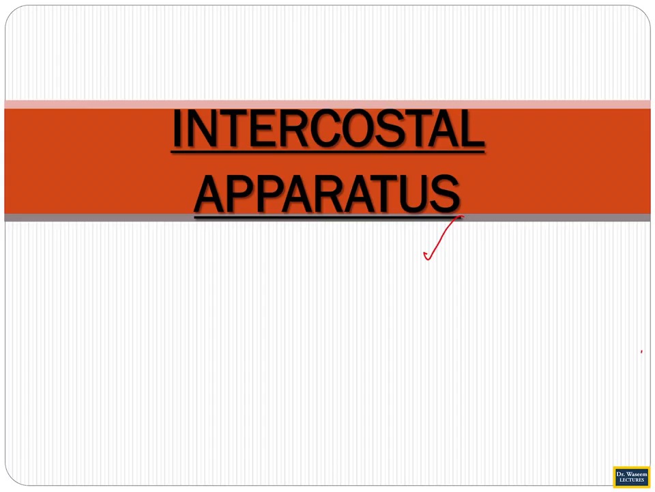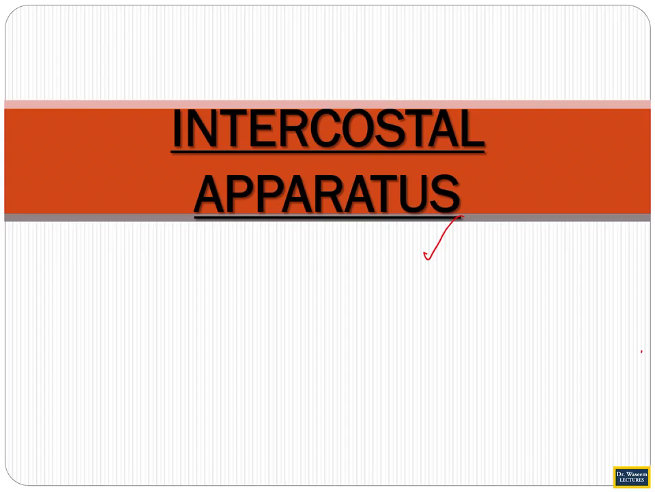Intercostal apparatus means you have to have some knowledge about the intercostal spaces, and these gaps are filled by certain muscles. You will see three groups of muscles there: the external intercostal muscle, the internal intercostal muscle, and then the innermost intercostal muscle. The three groups of muscles you will see in the intercostal spaces.